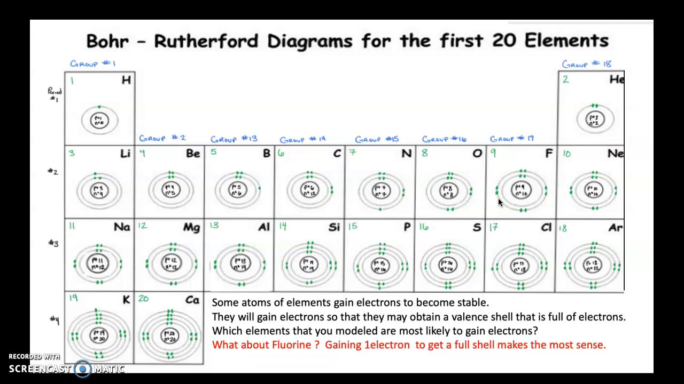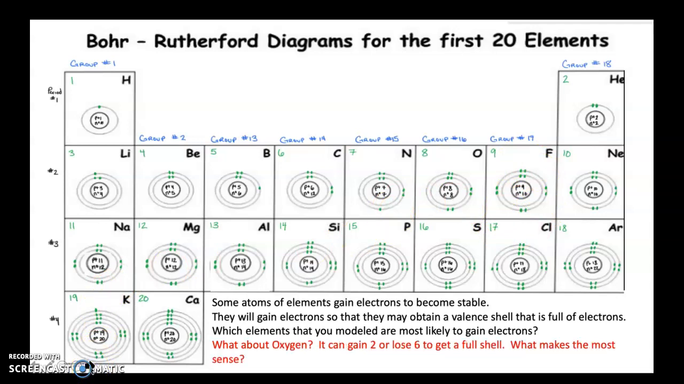It looks a lot like neon. So it gains that 1 electron, and that makes a whole lot of sense. Gaining 1 electron makes a whole lot of sense. So that 1 electron is gained by fluorine, and you can see that they're right next door neighbors. They look exactly alike in terms of electronic structure. The only difference is fluorine has 1 less proton. So it gains 1 electron and it becomes stable electronically.